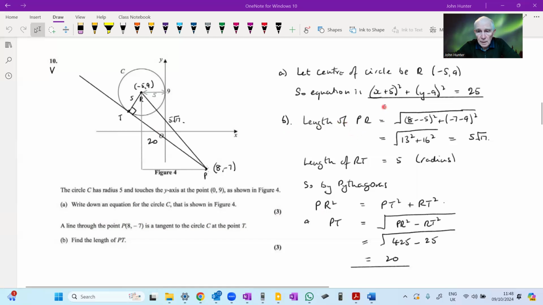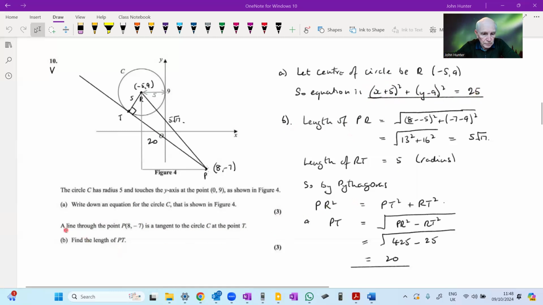That equation is x minus the x coordinate of the center, which is -5, so it's (x + 5) squared, plus (y minus the y coordinate) squared, and that's equal to the radius squared. So that's what we've got there.